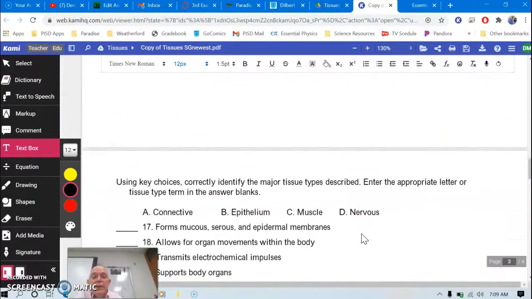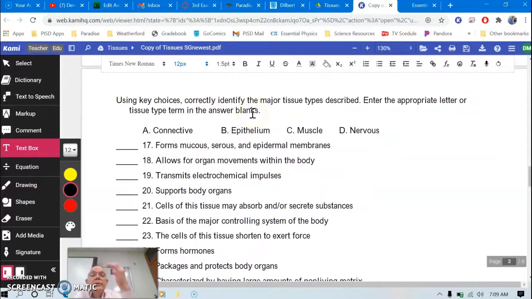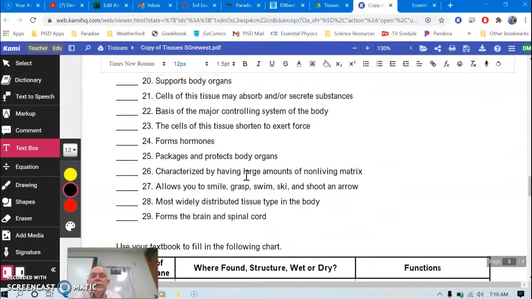All right? Okay. Now, the next section is there are descriptions that tell you different things, like they form mucus, serous, and epidermal membranes, okay, which is basically your skin. So tell what kind of tissue, put the correct letter that would go in there to what kind of tissue would be appropriate. So, for example, supports body organs. Would that be connective, epithelial, muscle, or nervous? I would probably say connective just off the top of my head. Hope that's right. But anyhow, you can look those up in your book.